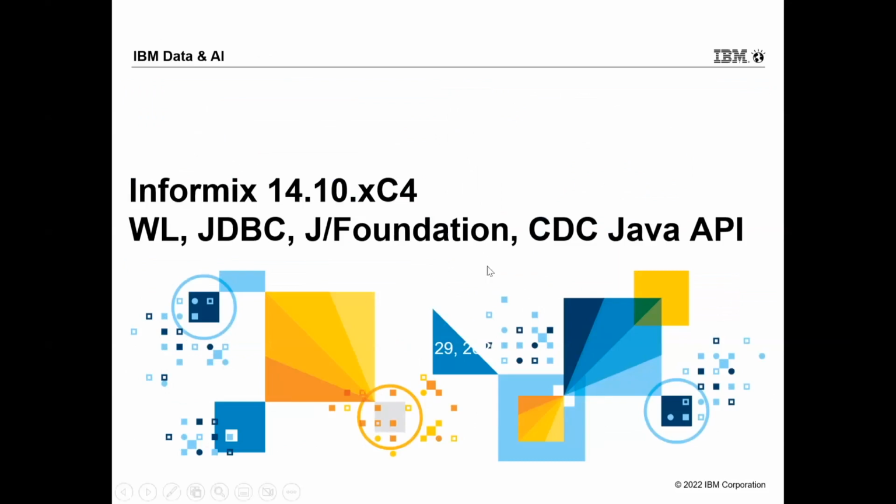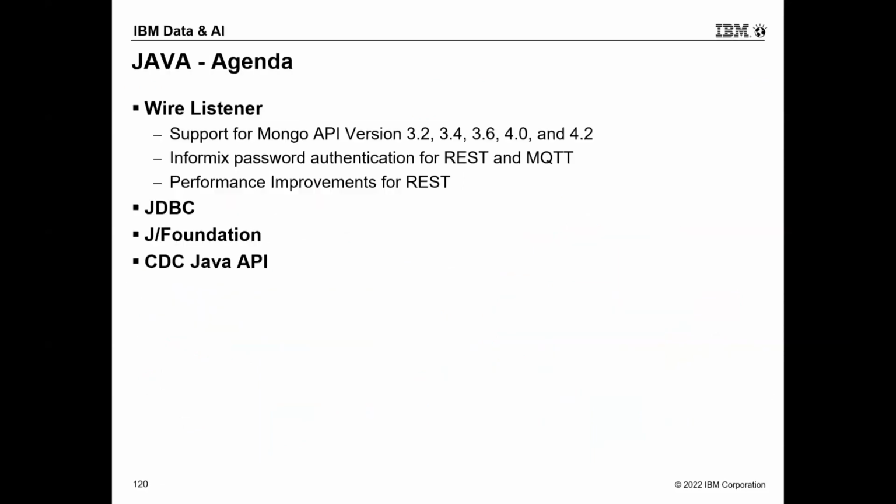XC4, Wire Listener, JDBC, JFoundation, and the CDC Java API. Wire Listener now has support for Mongo API versions 3.2 through 4.2. Informix password authentication for REST and MQTT, and performance improvements for REST. JDBC, JFoundation, and CDC Java API.